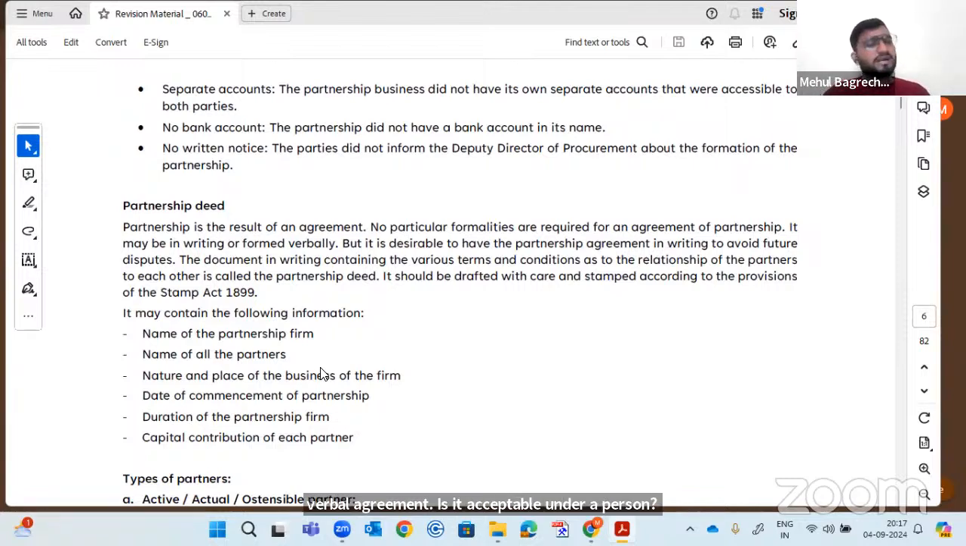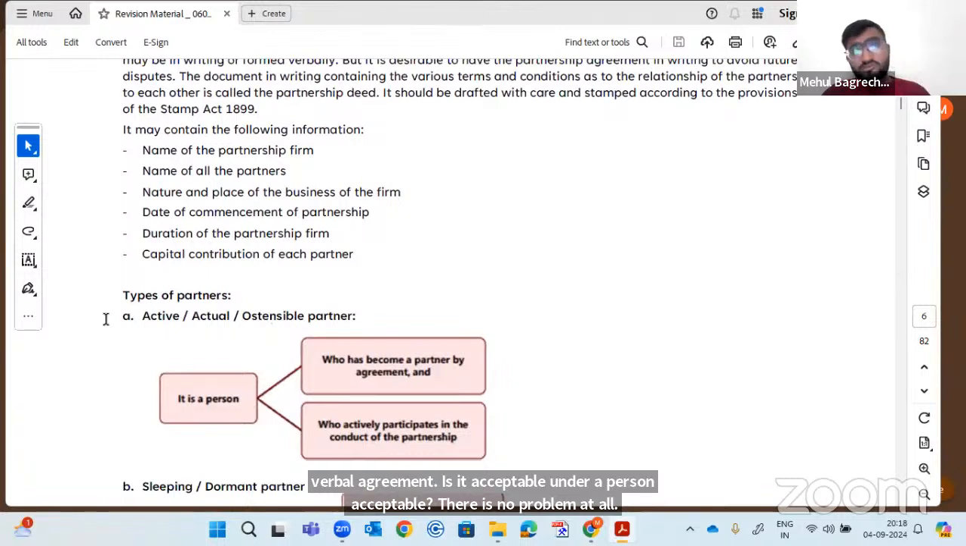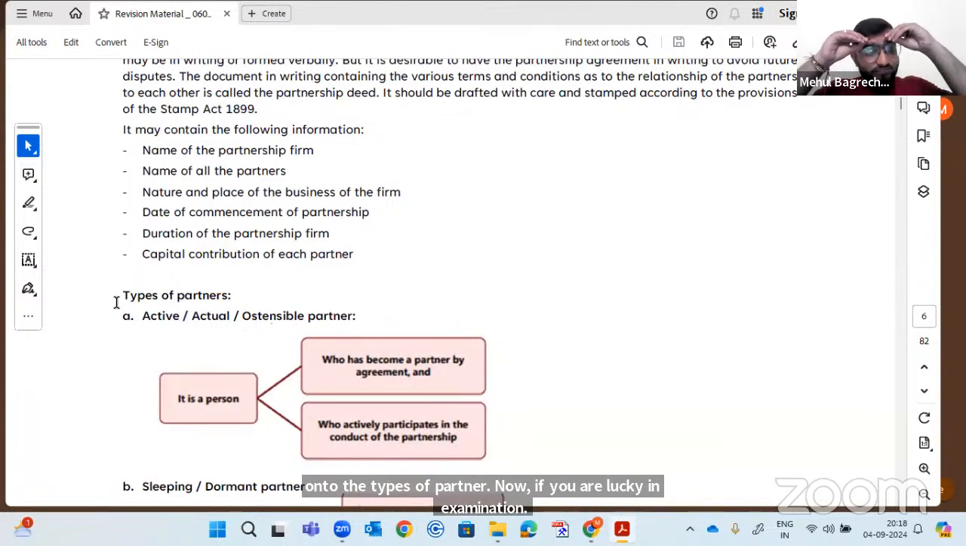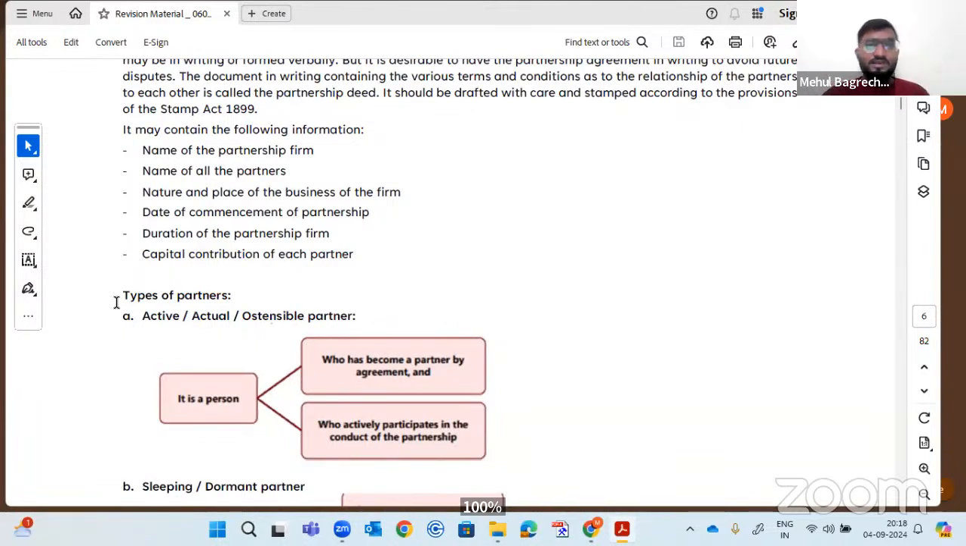Understood? This is on the partnership deed. Coming on to the types of partner. Now, if you are lucky in examination, 100% possible, they can ask a 5 marker on types of partners. First one, active partner, ostensible partner, or actual partner.